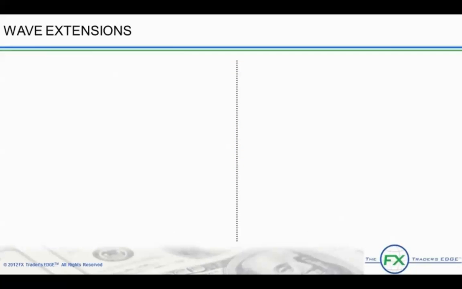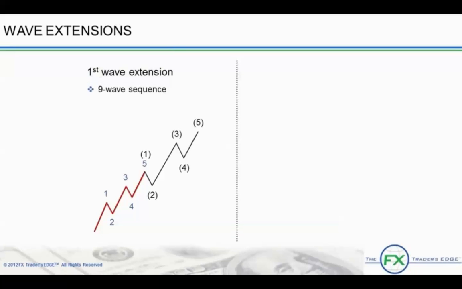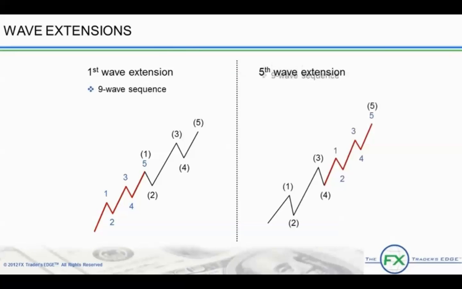Now let's look at wave 1 and wave 5 extensions. Waves 1 and 5 extensions also occur in the form of 9-wave and 13-wave sequences as well. This example shows 9-wave sequences for the wave 1 and wave 5 extension. If wave 1 is extended, it is likely that waves 3 and 5 will not be extended. And if wave 5 is extended, it is likely that waves 1 and 3 were not extended.